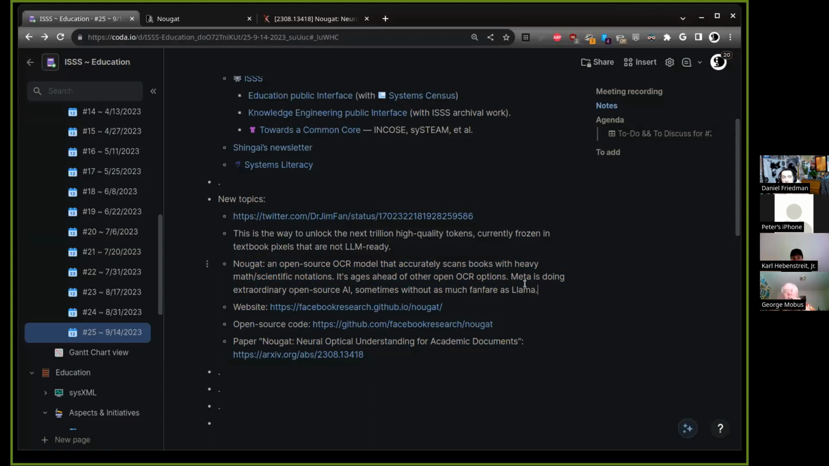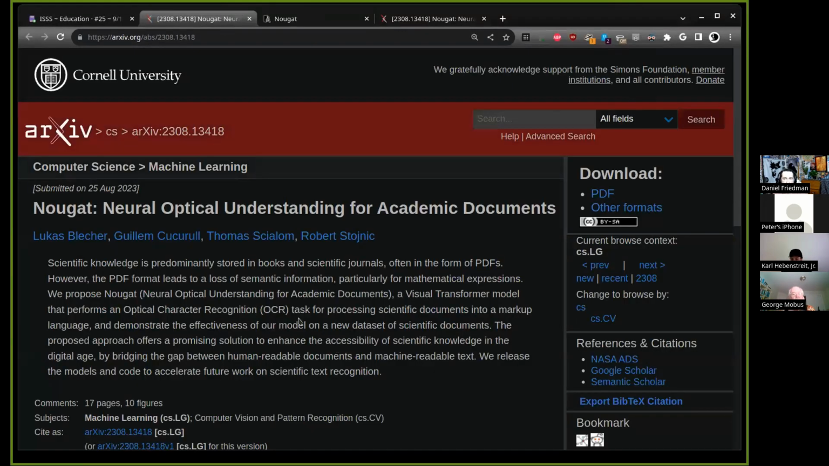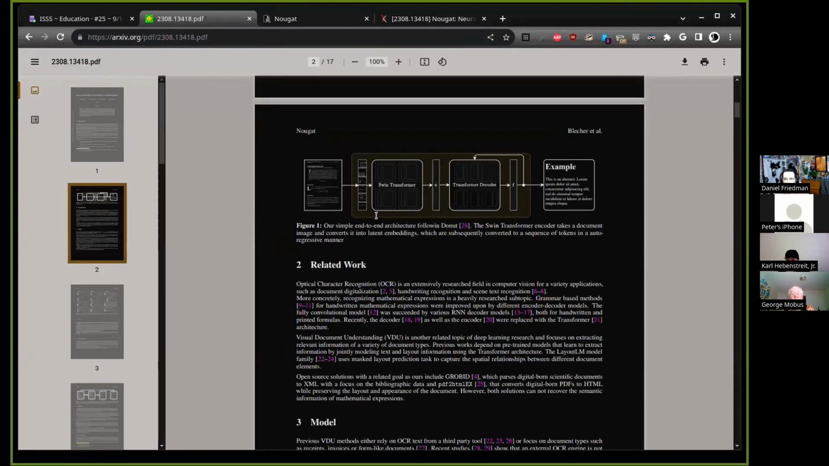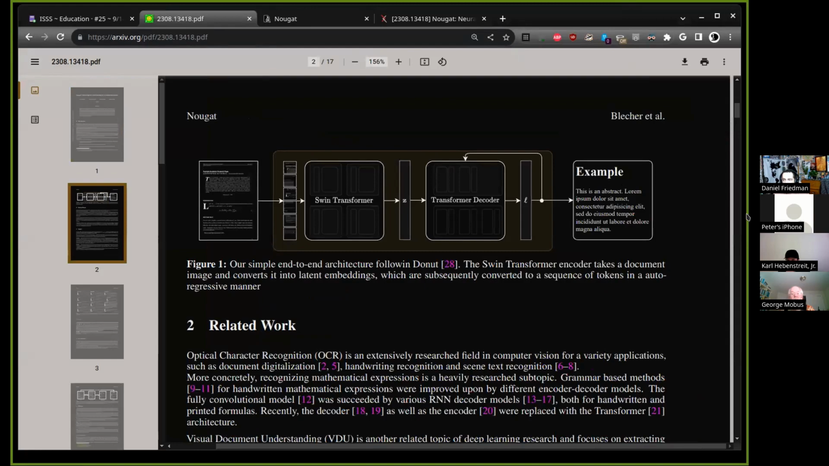Can you say what it actually does, Daniel? Yeah, I mean, we can look at the technical details, but it's basically an optical character recognition (OCR) algorithm that is specialized or trained on technical images. So it can parse not just plain text OCR, which is the classic setting, but where you have equations.